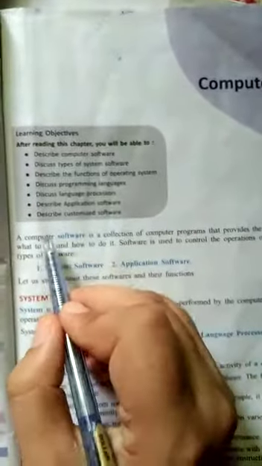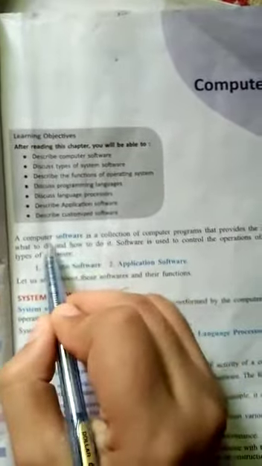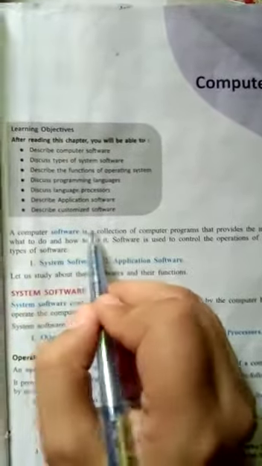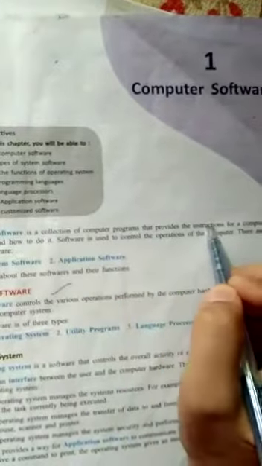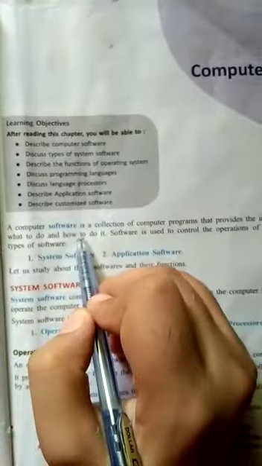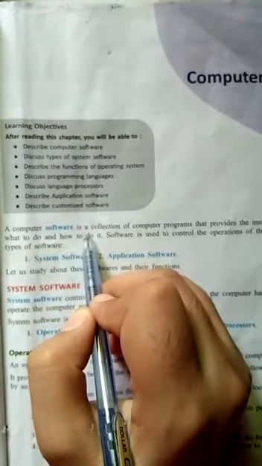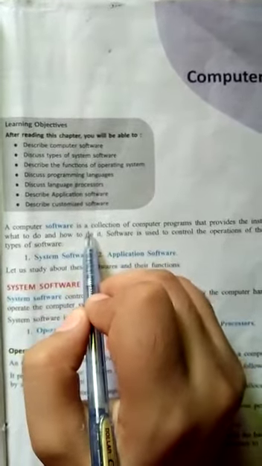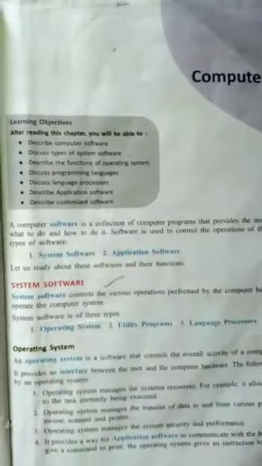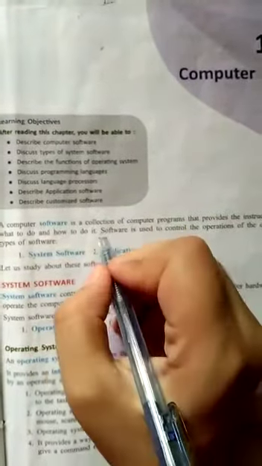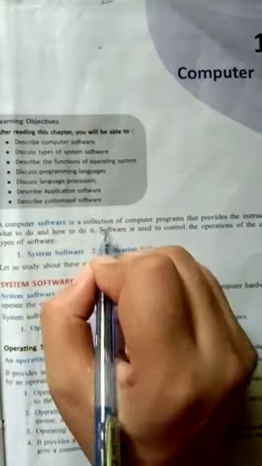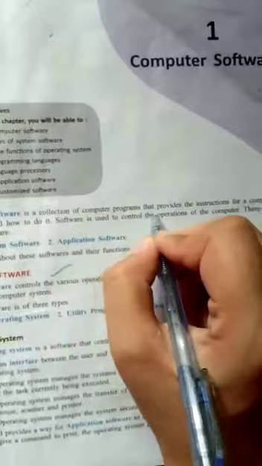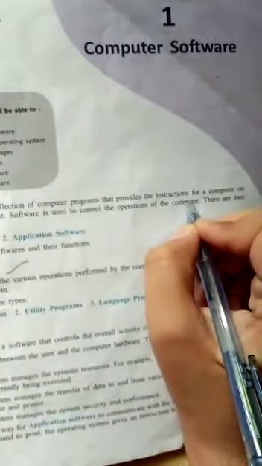First, they define the computer software. What is computer software? Computer software is a collection of computer programs that provides the instructions for a computer on what to do and how to do. If you want to type any document, if you want to write a paragraph, if you want to edit anything, you use MS Word. According to your need, you select the software. Software is used to control the operation of the computer.